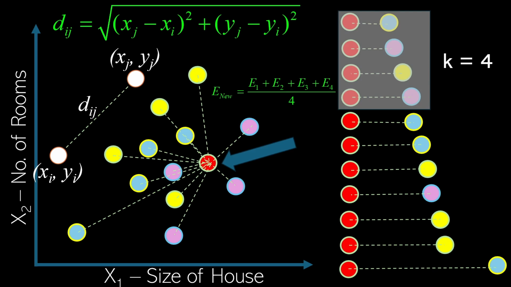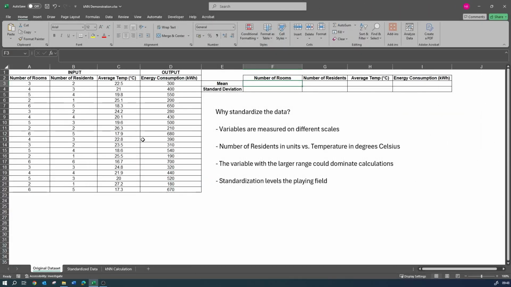step by step. So here we are in Microsoft Excel, and we have our input data set here. This is the number of rooms, the number of residents, the average temperature. And for each of these different houses, we have an energy consumption associated with it. So we have about 20 data points, and we want to use this information to generate our KNN model and use it to predict for a house that we know these input variables, the number of rooms, number of residents, and average temperature, what would be a predicted energy consumption.